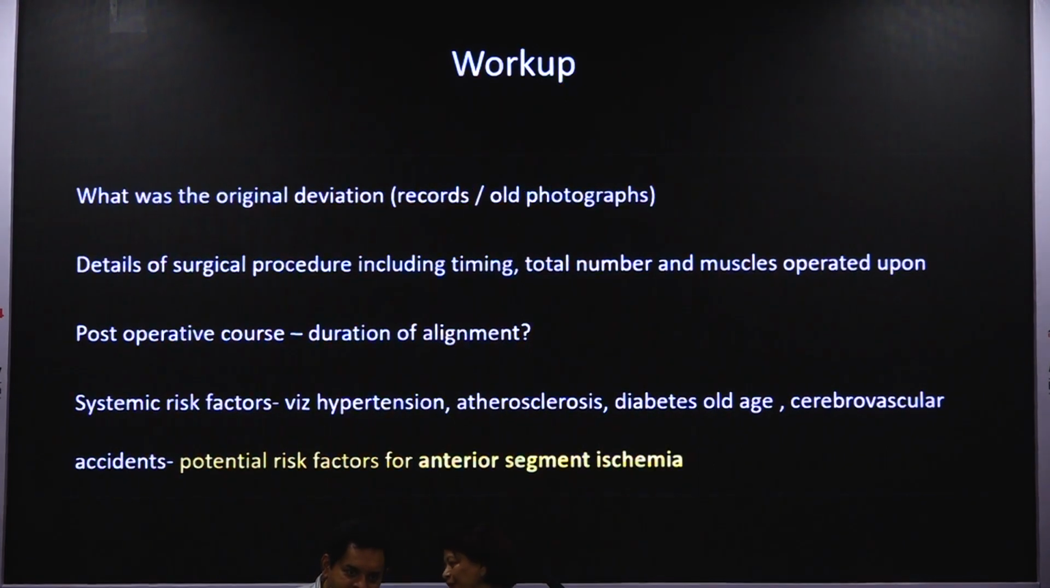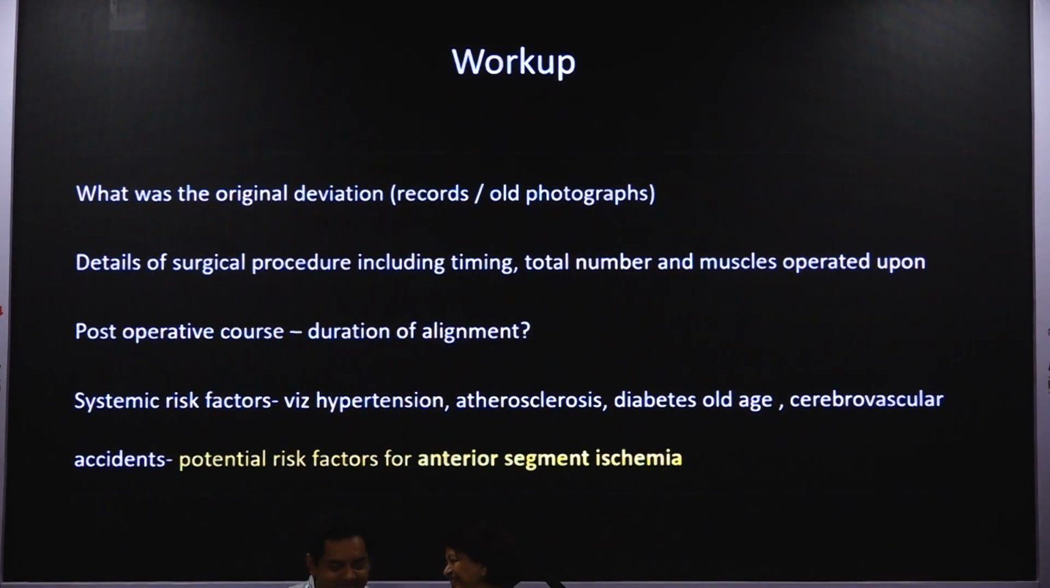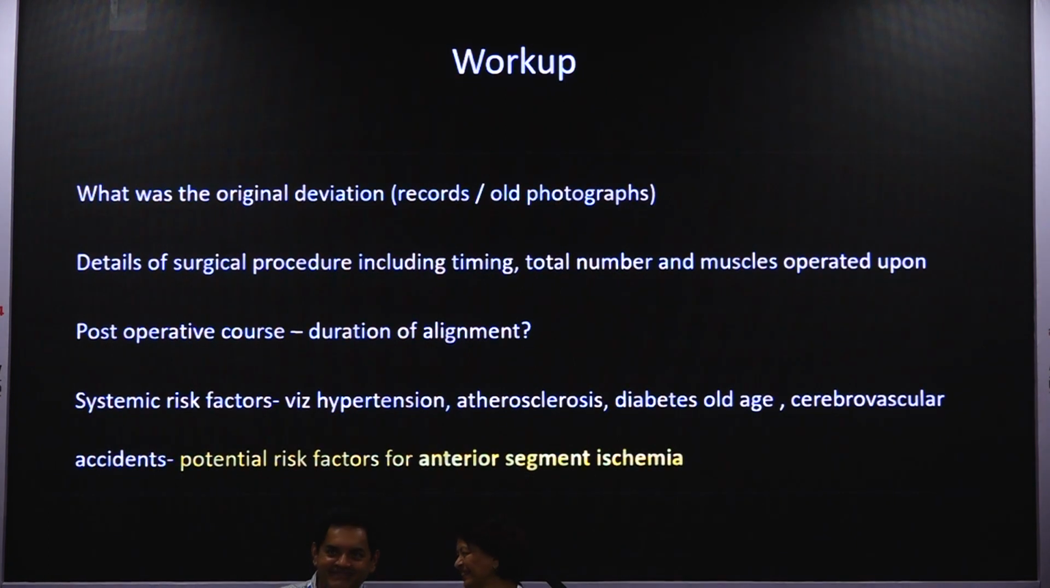Details of the surgical procedure: what was done, and what is the duration of time, because over time, in paralytic strabismus or even comitant strabismus, muscles tend to adjust to the procedure that has been done, and their tonus and the adjacent tissue changes happen. So again, that has an effect on the outcome. What was the course? Did it remain aligned? Is it a drift? Was there this much amount of residual? These are key questions we want to ask.